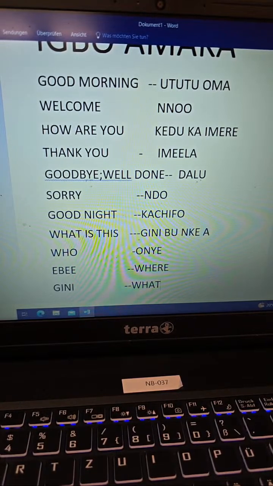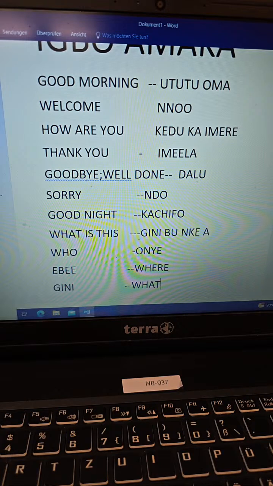Okay. So now we are going to take them one after the other. Today I don't want the teaching to be too much so that you'll find it difficult to understand. It's better we do it small. When we pick small, you learn. The next day we'll pick another small one, so that it won't be too much for you. So today we are talking about the greetings in Igbo language.